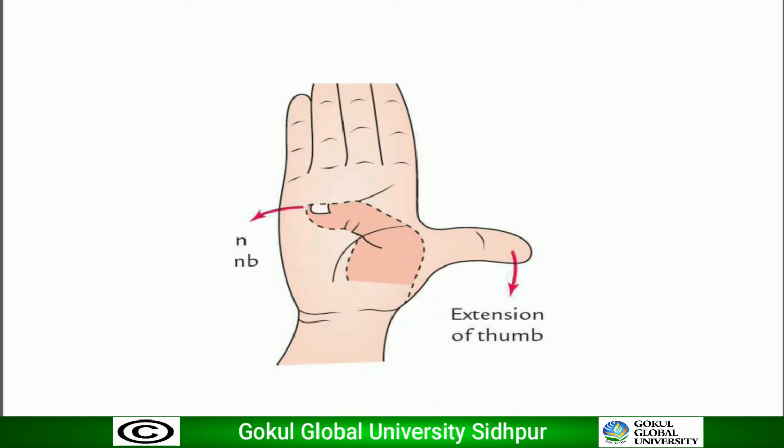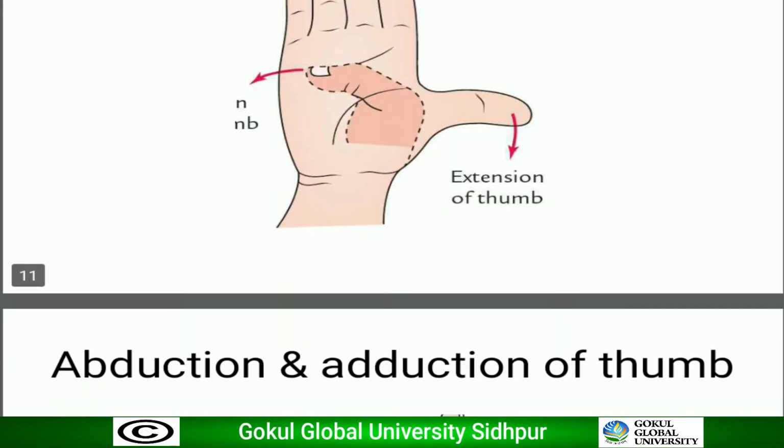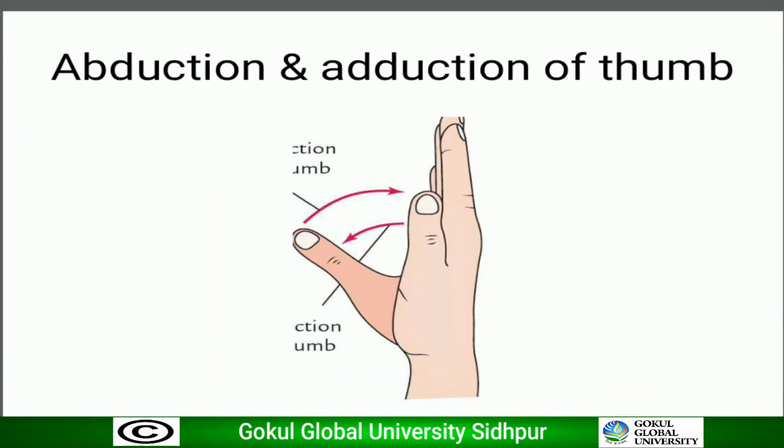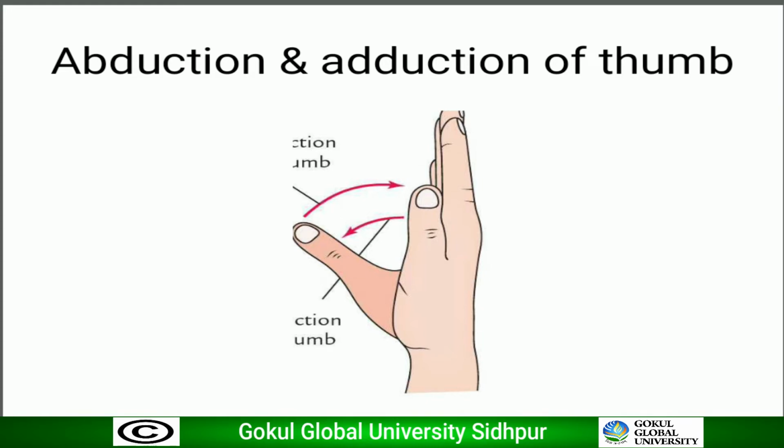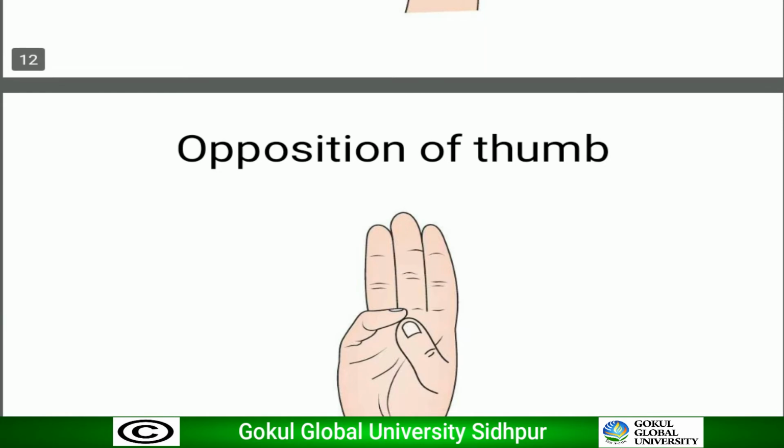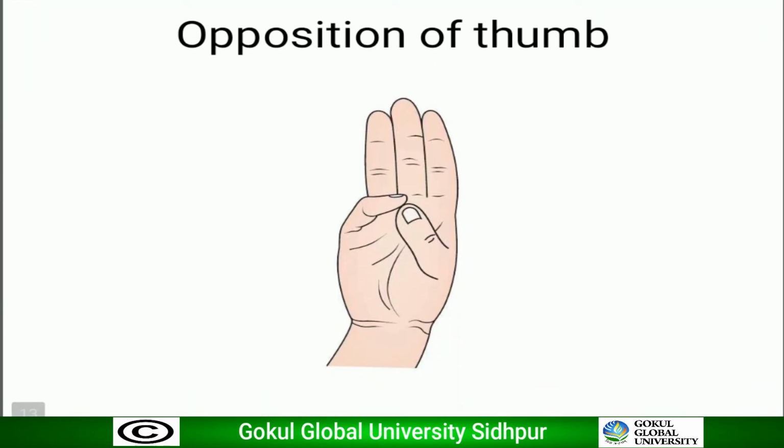This is flexion and extension of the thumb: decrease in the angle of thumb and palm, as well as during the extension of the thumb. This is abduction and adduction of the thumb. Thumb brought close to the index finger, that is adduction, and brought away from the index finger, that is abduction of the thumb. Now opposition of the thumb, that is the mudra position.